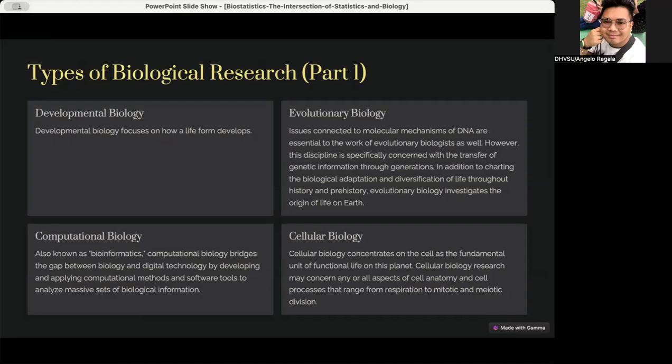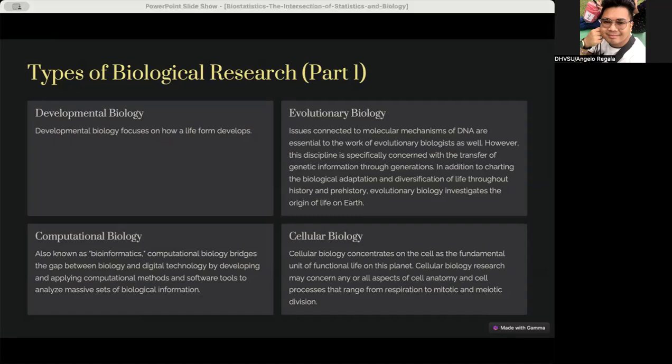By connecting them, we are able to develop and apply computational methods and software tools to analyze massive sets of biological information. By analyzing that biological information through software and programs, we would be able to come up with necessary tools and information that we can use to improve our lives.